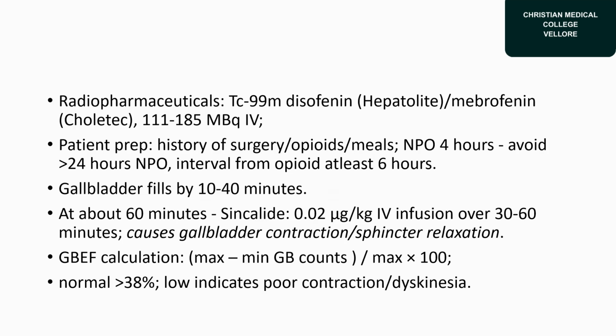This causes gallbladder contraction and sphincter of Oddi relaxation. We calculate the counts by taking the maximum minus minimum by the maximum counts times 100, giving you the percentage. Normal is about 38%. If it's below that, it's called gallbladder dyskinesia.